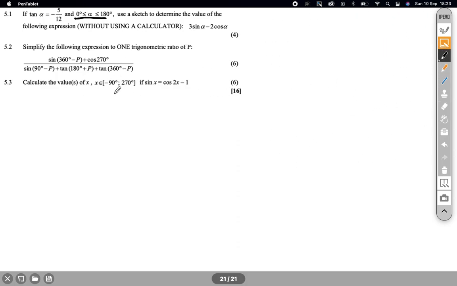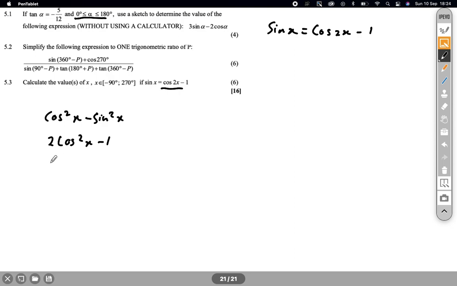Okay, now calculate the values of x, where x is an element of the real numbers, from negative 90 to 270. We have sine x equals cos 2x minus 1. Remember, this is a double angle, so we have three identities: cos squared x minus sine squared x, 2 cos squared x minus 1, and 1 minus 2 sine squared x.